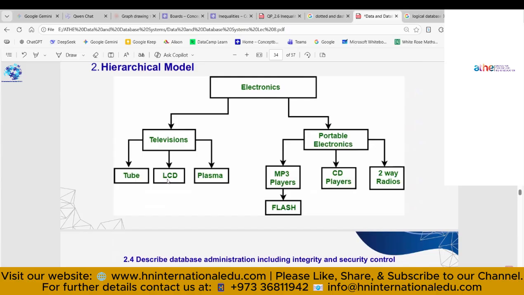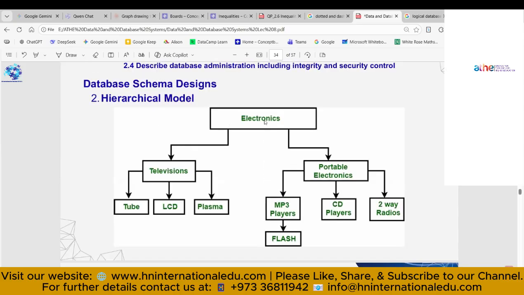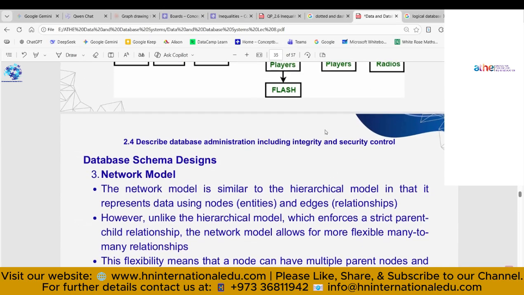So there's tube, LCD, plasma, LED, so on and so forth. Then in portable electronics you have the MP3 players and all of that. So basically, where is the parent? The parent is the electronics, and the parent has two children, televisions and portable electronics. Then again, televisions is acting as the parent here, and it has three children: tube, LCD, and plasma. The same goes for the portable electronics here. So this one is a hierarchical model, which shows basically a parent-child relationship, or one-to-many relationships.